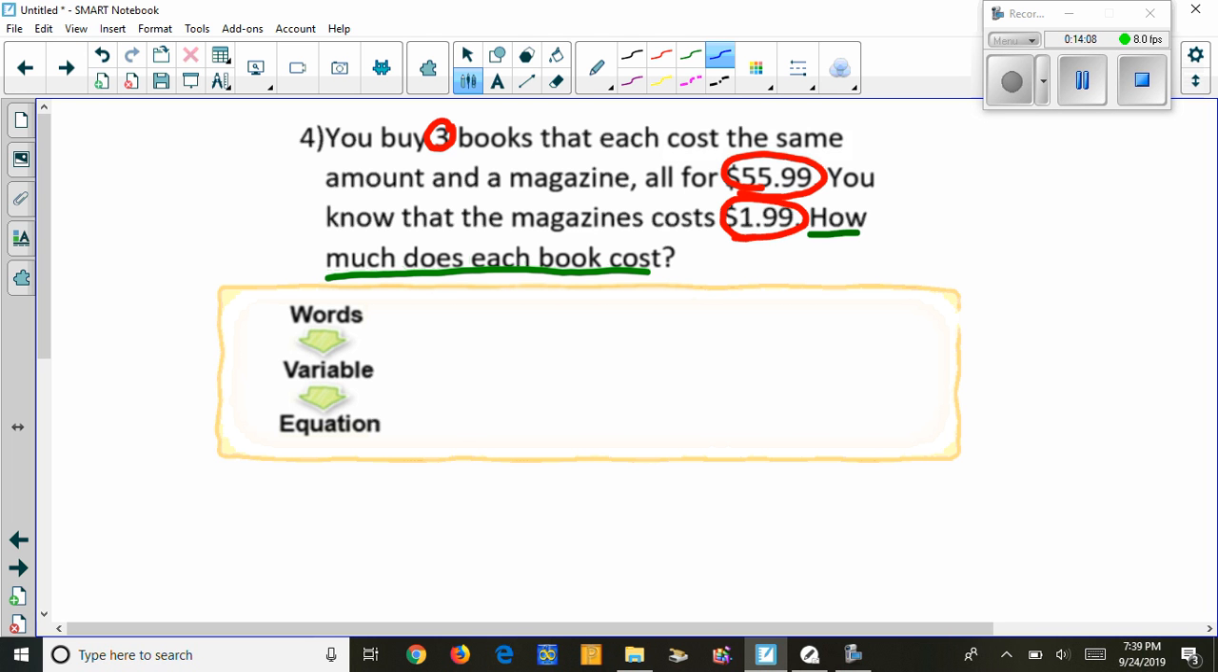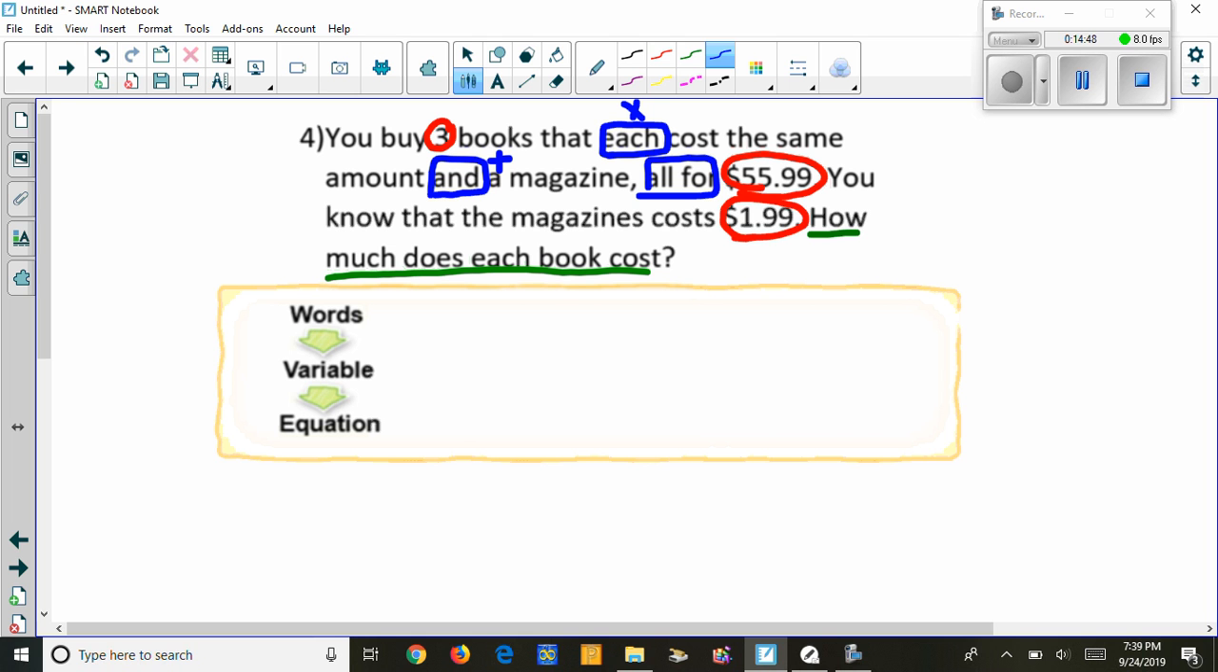Next, let's go box in some action words, words that tell me some operations. You buy 3 books that each, remember each is a sign for multiplying, they each cost the same amount, and is always plus, a magazine, all for. Whenever you see all for, that is another sign for equals $55.99. You know that the magazine costs $1.99.